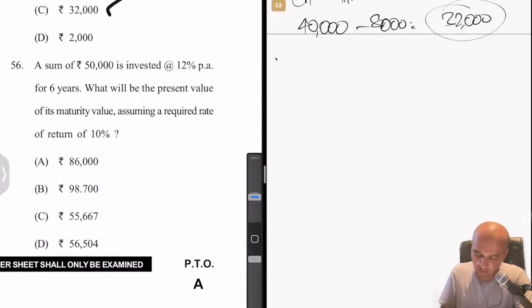Next, question number 56. A sum of rupees 50,000 is invested at 12% per annum for 6 years. What will be the present value of its maturity value assuming a required return of 10%?